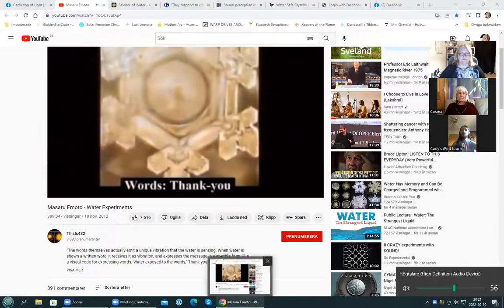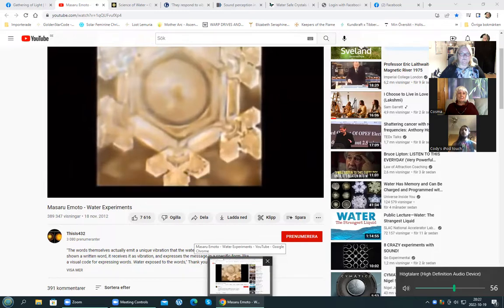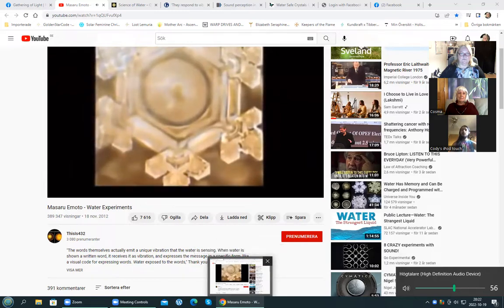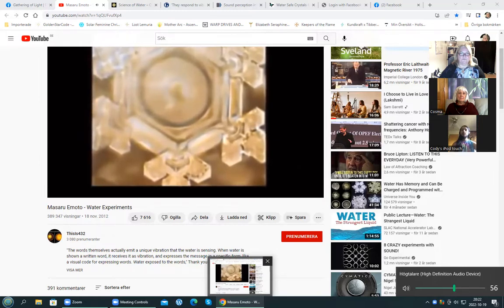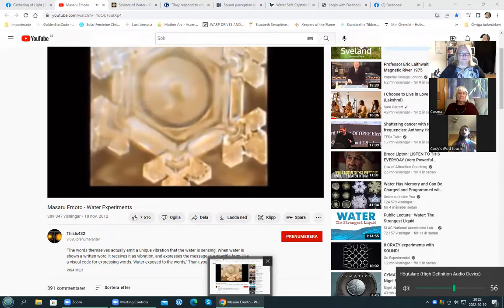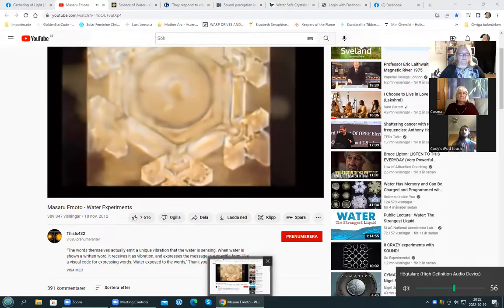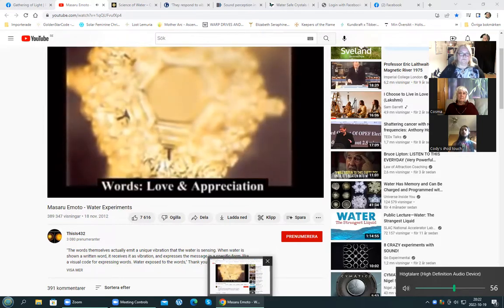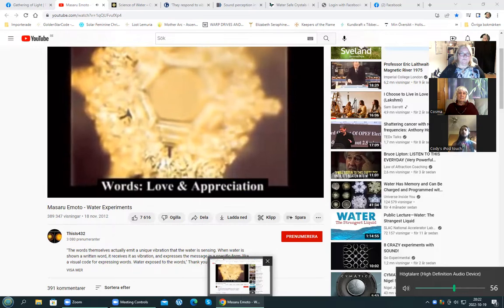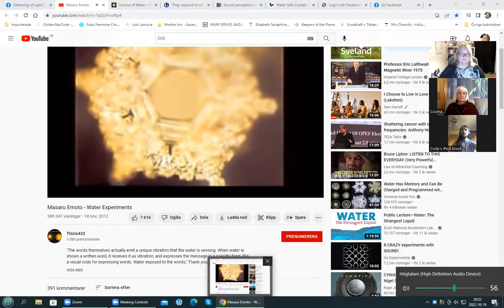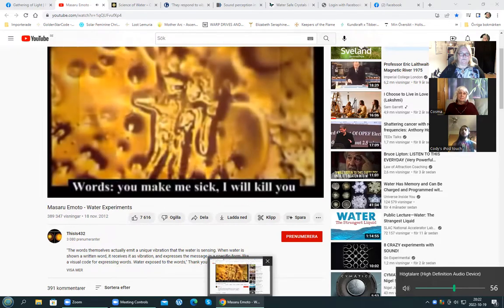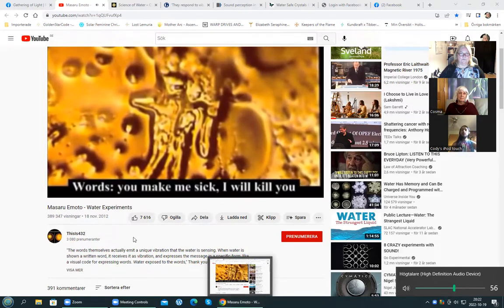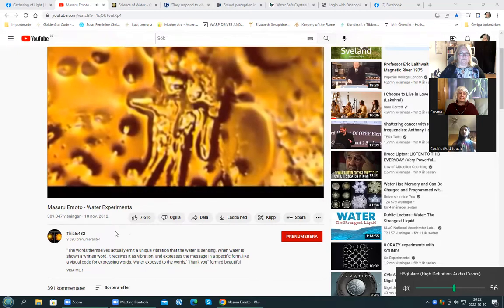Mr. Emoto decided to see how thoughts and words affected the formation of untreated distilled water crystals by typing words onto paper and then taping this paper onto glass bottles overnight. This photo shows the effects of the words, "thank you." This next photo shows the effects of the words, "love" and "appreciation." This photo shows the effects of the words, "you make me sick, I will kill you."